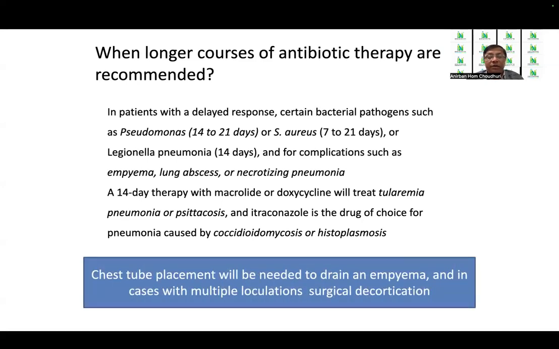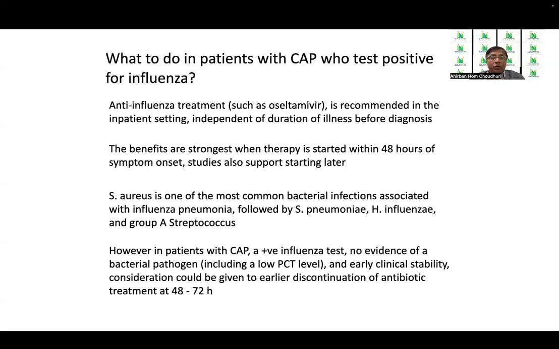Now, chest tube placement will be needed to drain an empyema, and in case of multiple loculations, surgical decortication, because unless and until this source control is adequate, the patient will not recover. And these are very important steps for source control. Now, what to do in patients with CAP who test positive for influenza? Anti-influenza treatment is recommended for the inpatient setting, independent of duration of illness before presentation. But one thing is very important to realize: the benefits are strongest when therapy is started within 48 hours of symptom onset, and this is continued thereafter.